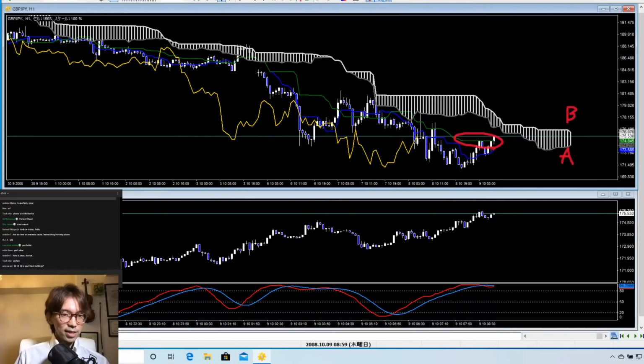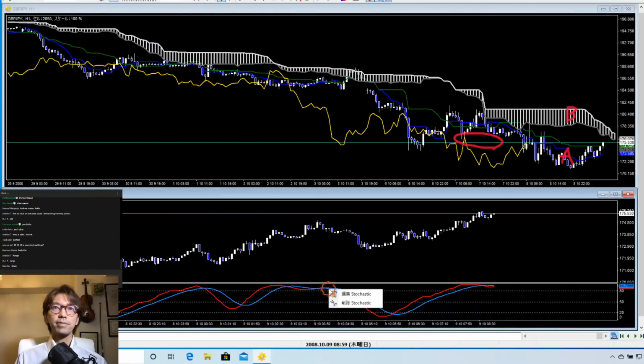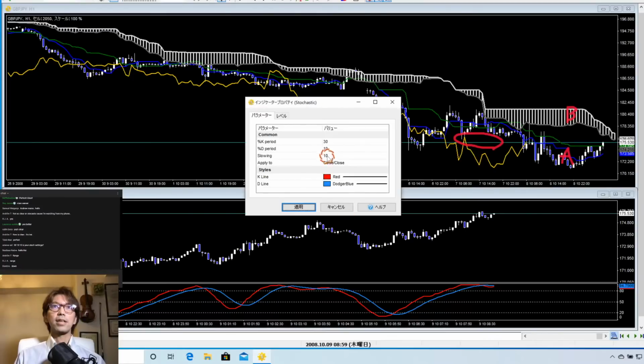All right, it's better, right? Clear now? Okay, that's great. Yeah, 30, 10, 10 is my stochastic setting. Yes, that's true. As you can see here again, this is 30, 10, 10. Percent K is 30, percent D is 10, slowing is 10.